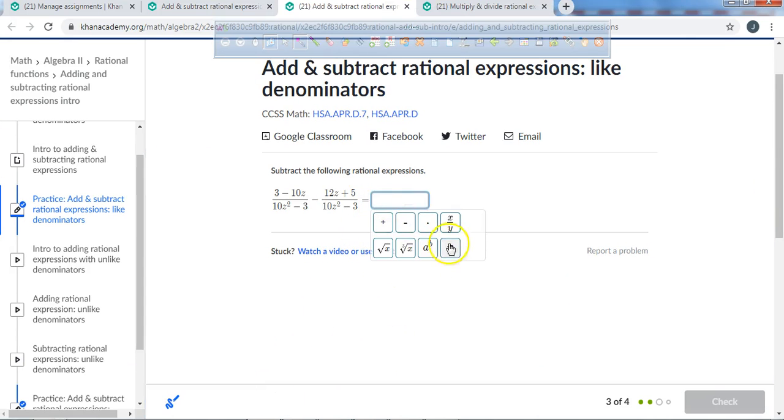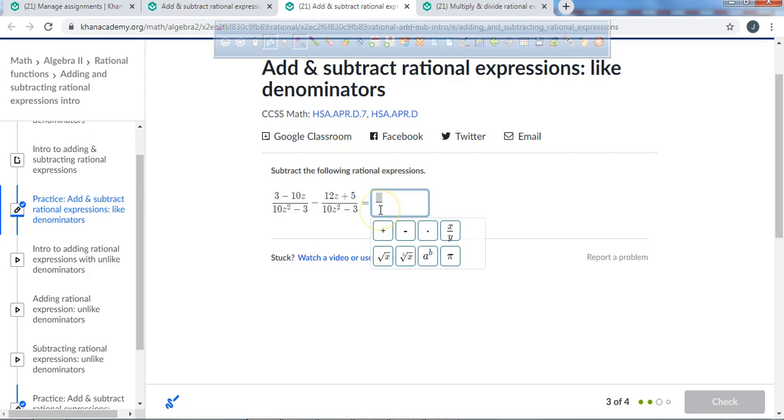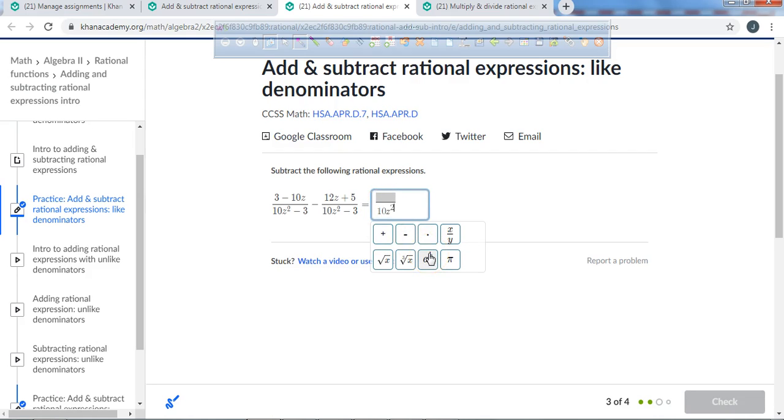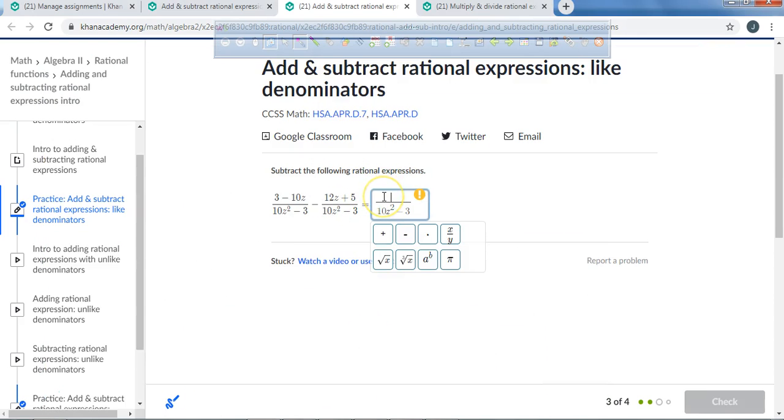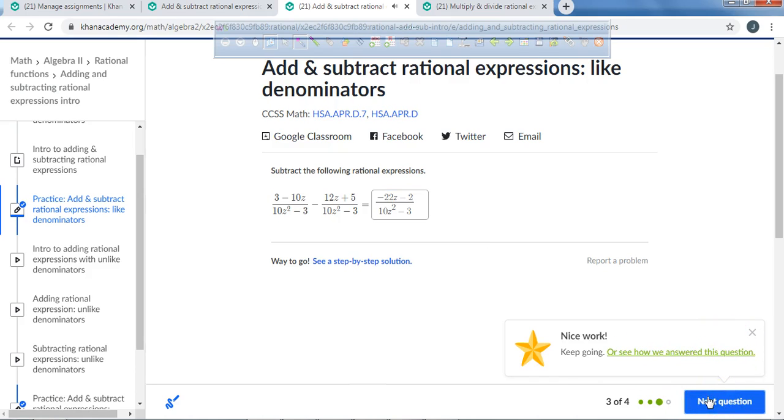Start with the old fraction. Carefully type in 10z squared minus 3. Alright, and what do we have? We had minus 22z, then we had minus 2. Just check your work. Make sure you do it. Hopefully, we got this one right too. Hey, we did. Look at us. We're on a roll.